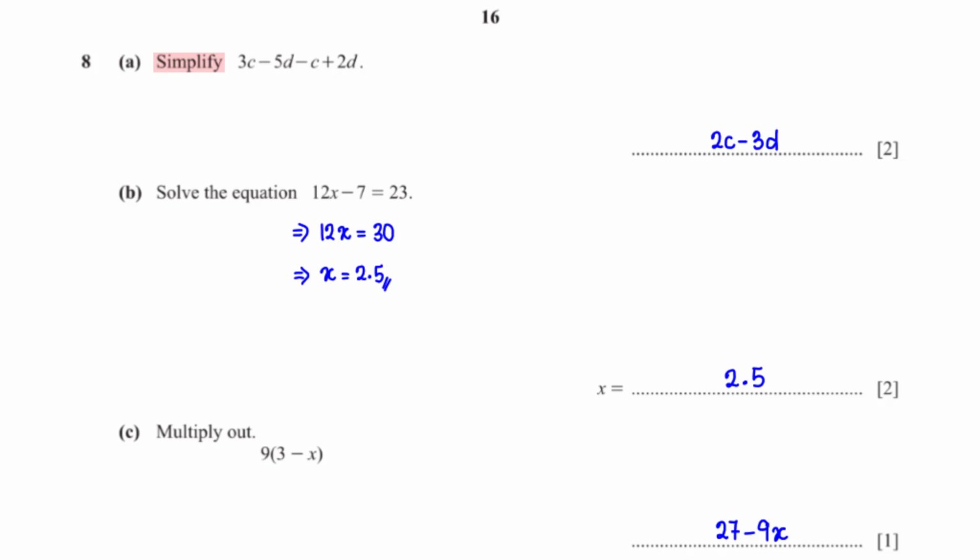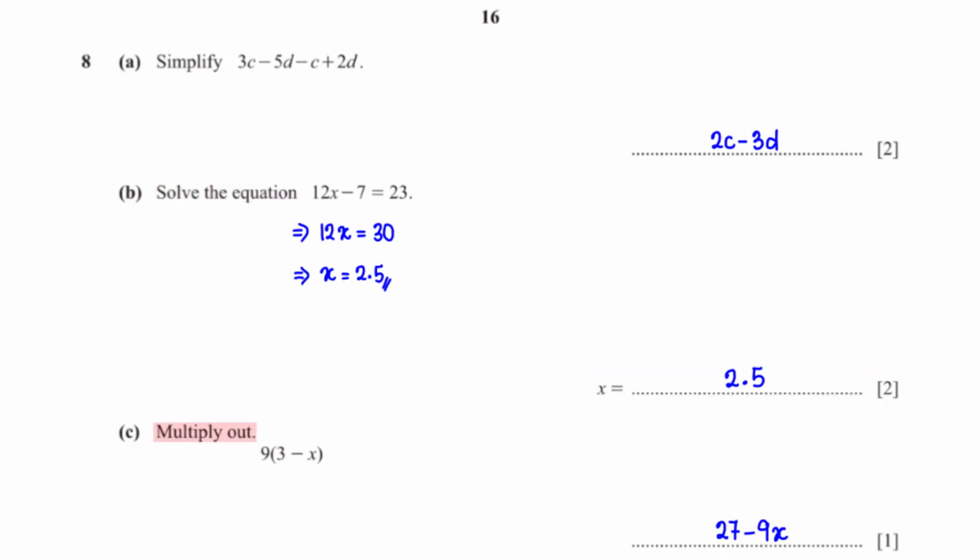Simplify 3c minus 5d minus c plus 2d. When we group like terms, 3c minus c is 2c, minus 5d plus 2d is minus 3d. Solve the equation 12x minus 7 equals 23. When we add 7 to both sides of the equation, we get 12x equals 30. And when we divide both sides by 12, we get x equals 2.5.